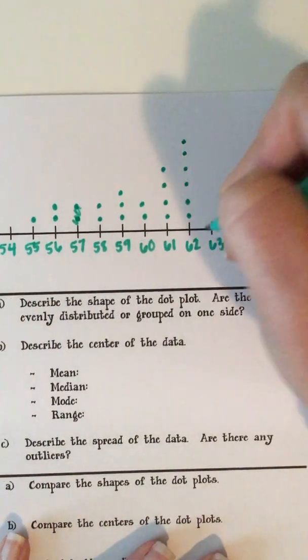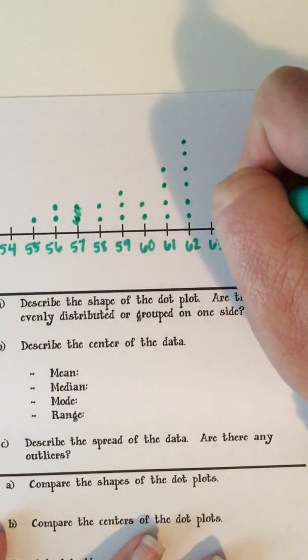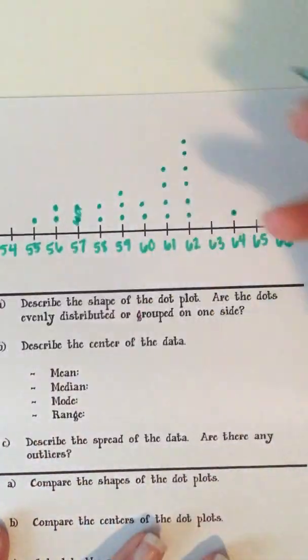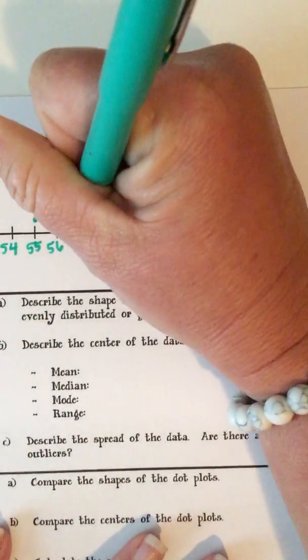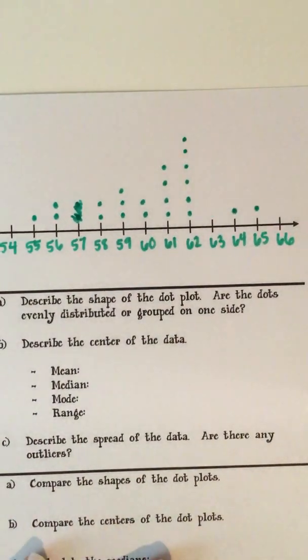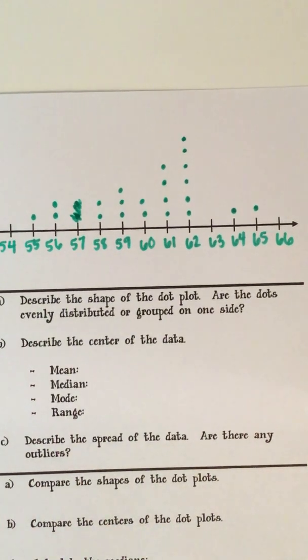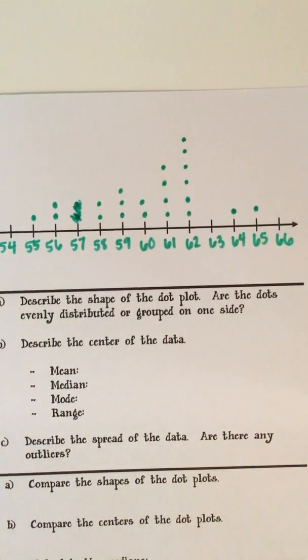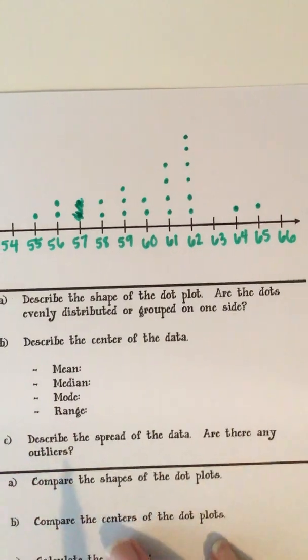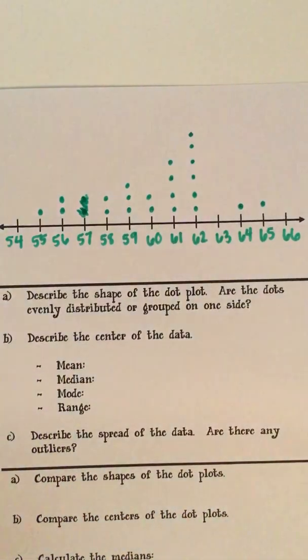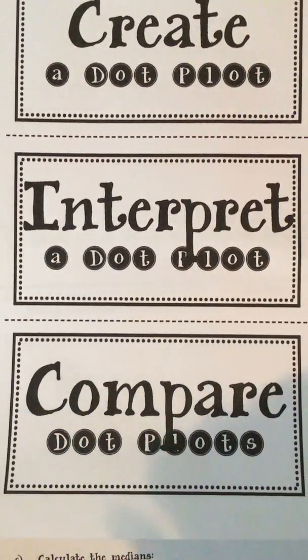For 63, we don't have any. For 64, we have 1. And then for 65, we have 1. So this is essentially what your dot plot is going to look like for this set of data. Okay, so then the next section is interpreting a dot plot.